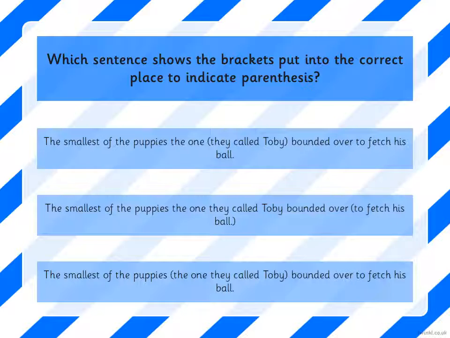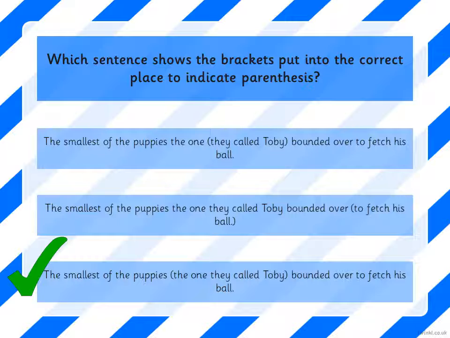Next one, have a read, which one is correct, which bracket is in the correct place. Write it down for me. So you should have written down the third sentence, which talks about the smallest of the puppies, the one they call Toby, bounded over to fetch his ball. So the extra information is his name, which is Toby. So if I was to take that bracket out, it would read, the smallest of the puppies bounded over to fetch his ball. So that's still a main clause, it still makes sense, and my extra information is about Toby.